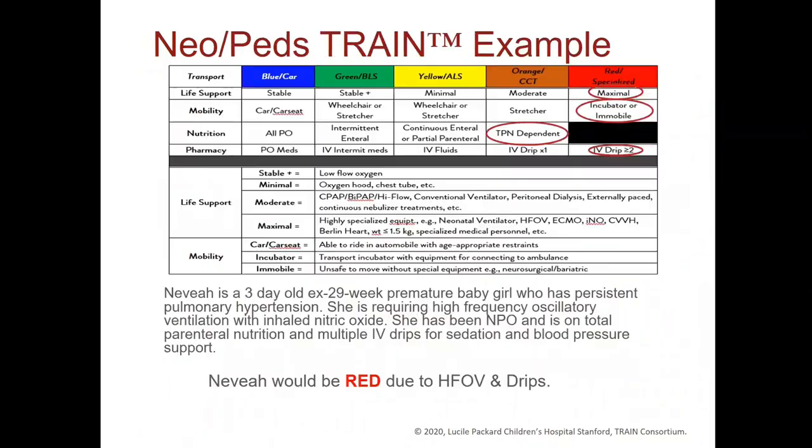Next slide, please. So here you see a simple example. You can see this child. She's a 3-day-old, a 29-week preemie with pulmonary hypertension, on high-frequency ventilation, INO, NPO, and so forth. And you can look at the grid above and see she checks the box for red. She's a red. This girl cannot go in an ALS rig. This girl needs to go in a rig with people who are qualified to take care of high-frequency oscillation and INO. She's specialized. Next, please.